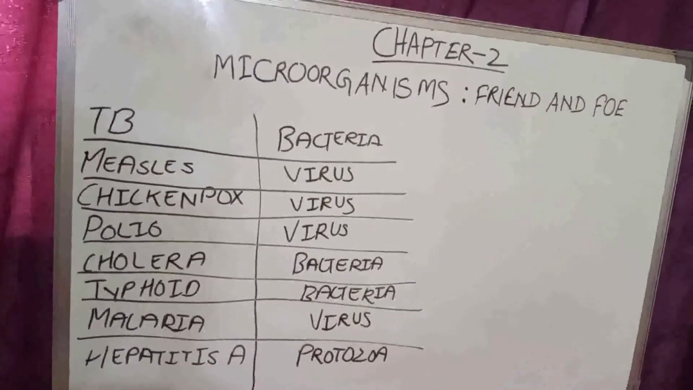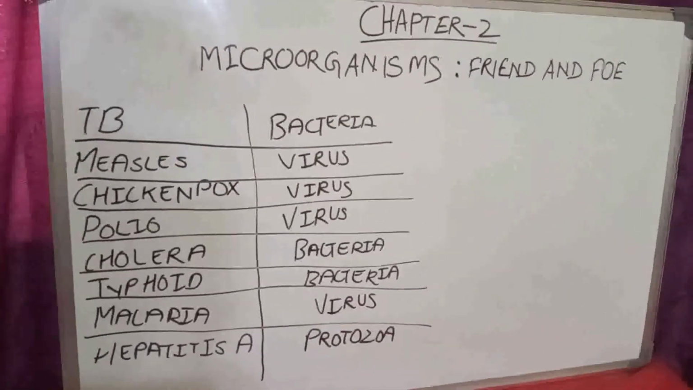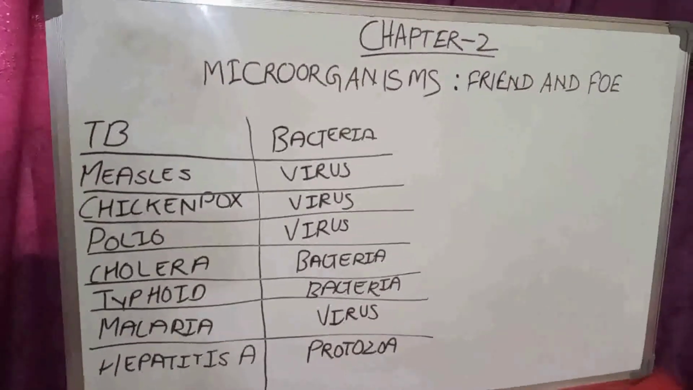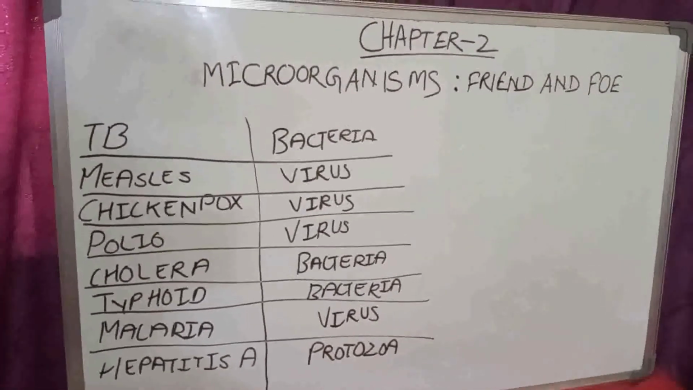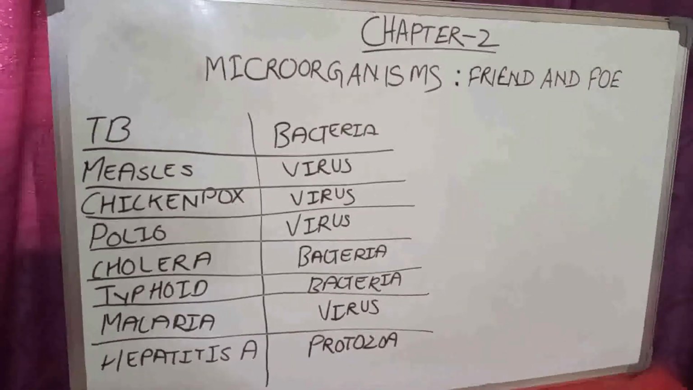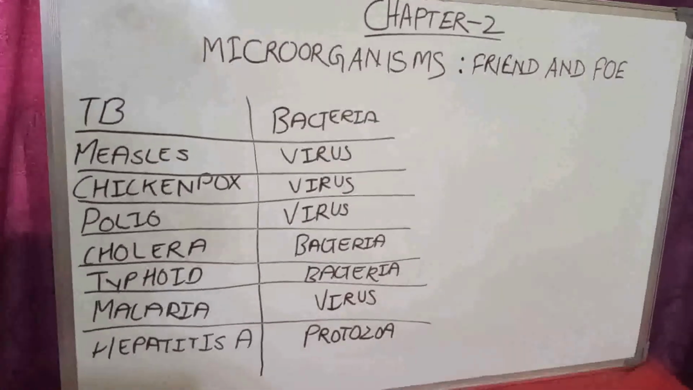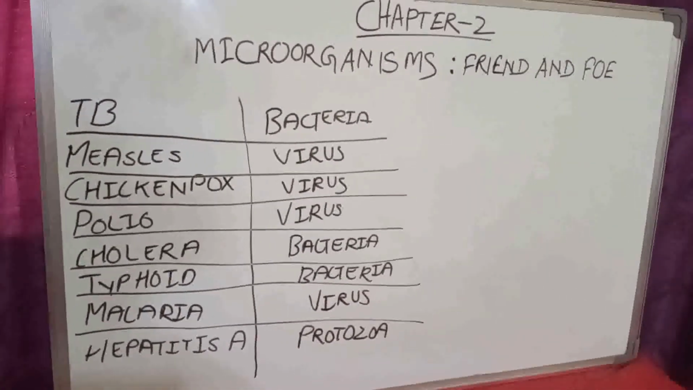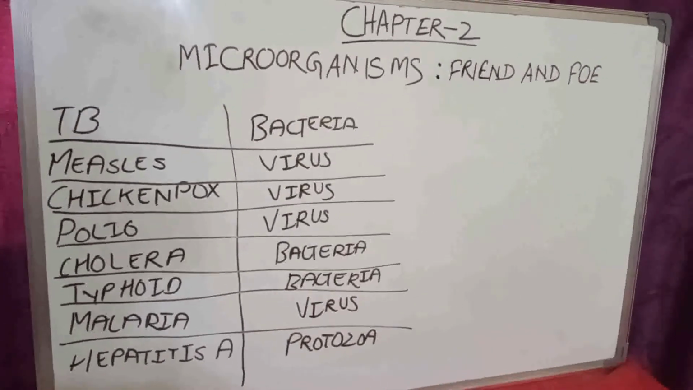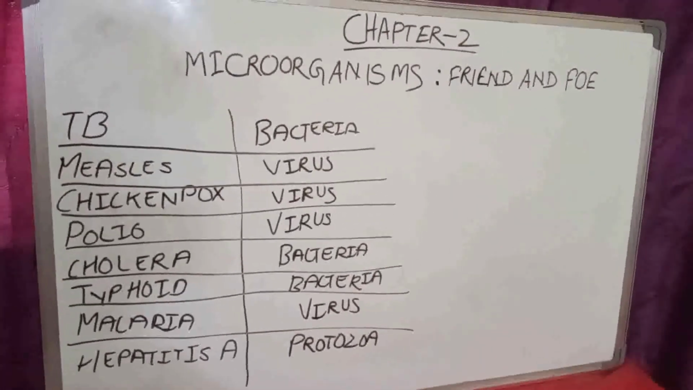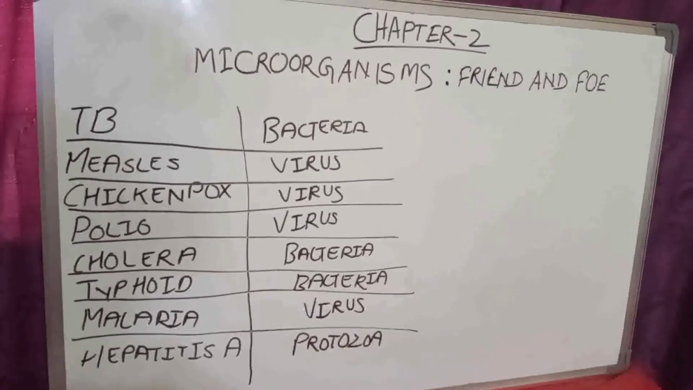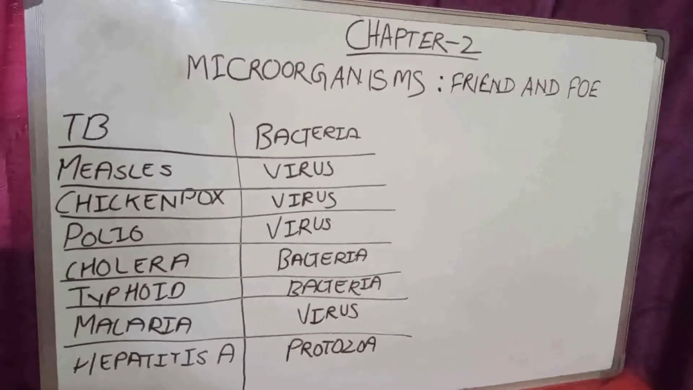So mosquito nets and repellents should be used, and insecticides should be used, and the breeding of mosquitoes should be controlled by not allowing water to collect in our surroundings. Next is hepatitis A. Hepatitis A is caused by viruses, and it transmits through water. So drinking unboiled or contaminated water can cause hepatitis A, and even vaccination can be given for this.